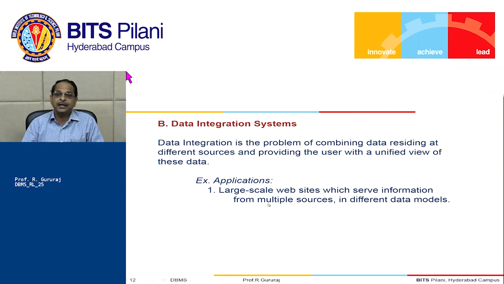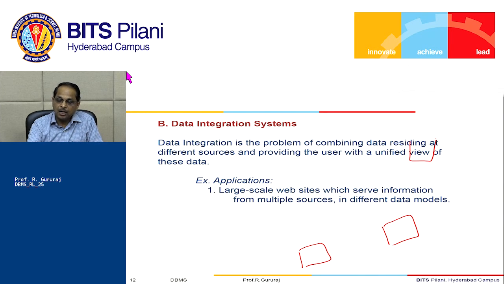The second application is data integration systems. Data integration is the problem of combining data residing at different sources and providing the user with a unified view of this data. Nowadays, owing to technology advancements, data is not residing at one place. Data of an organization or a domain, used by applications, is spread across multiple locations, and at each location the data can be stored in different models. In one location it can be stored in an XML model, in another a relational data model, in some other location an object model, and so on.